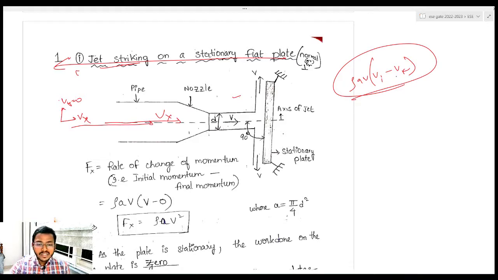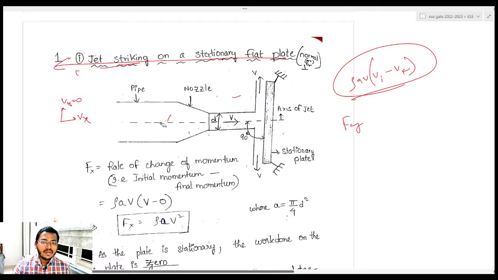Now, even though it is not given in this text, can you tell me what is the force in y direction? The force in y direction will be 0. Why is it 0? Because let me make it very clear, there is no initial vertical component, there is only horizontal component, agreed or not? But there is a final vertical component. There is a final vertical component, I agree. Even then why am I saying it is 0?